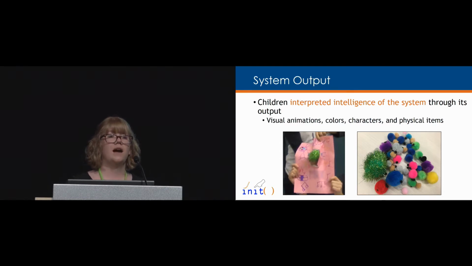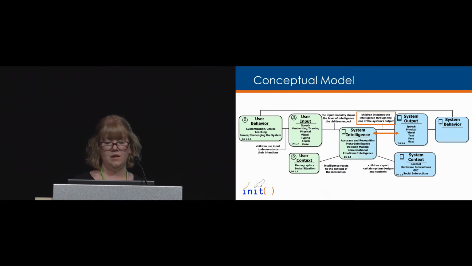Speech was the most common output, most likely due to our design sessions, but they also included visual animations, colors, characters, and even physical items as output, such as using pom-poms to convey emotion when writing their name. So we connected system output to system intelligence because the children interpreted the intelligence of the system through the system's output, such as the ability for speech.